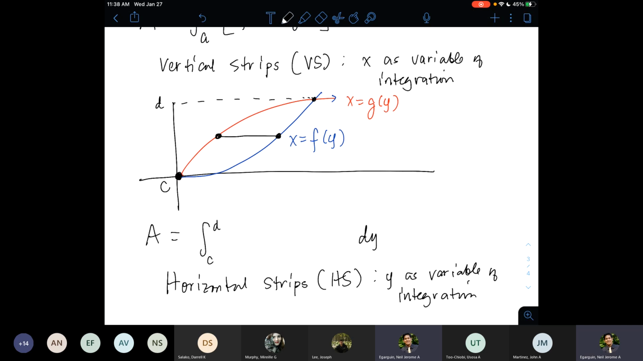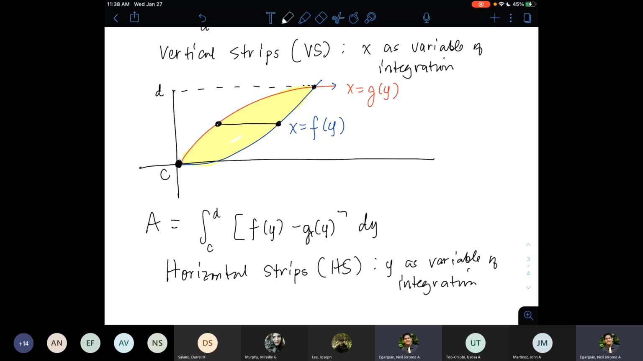And then the integrand would be the width of the horizontal strip, right? I forgot to shade the region, so this is the shaded region. Now, how do we compute the width of the horizontal strip? It would be the right function minus the left function. So here, the right function is f of y minus the left function, that's g of y. Okay? So again, for dx, it's top minus bottom. If it's dy, it's going to be right minus left, which brings us to one important point.